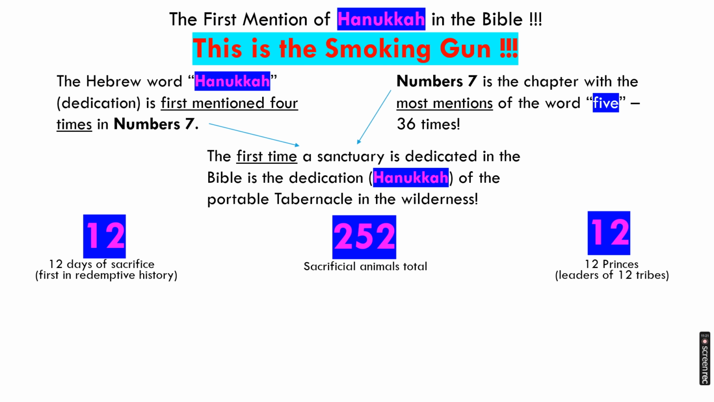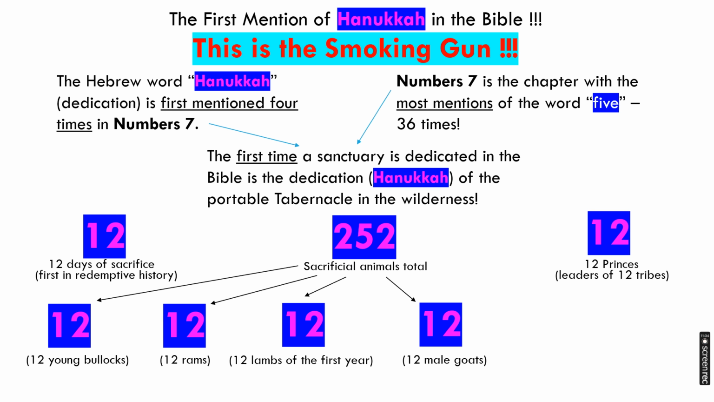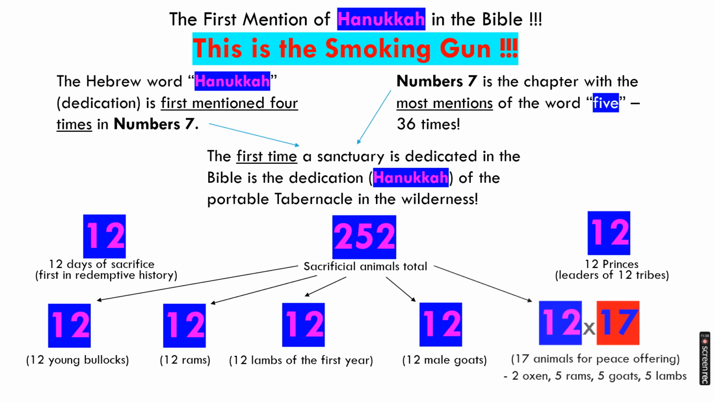252, pointing to 2025, and also the ordinal total of Jesus, which is 225. 252 consists of 12 bullocks, 12 rams, 12 lambs, 12 goats, and 12 times 17 animals for peace offering.